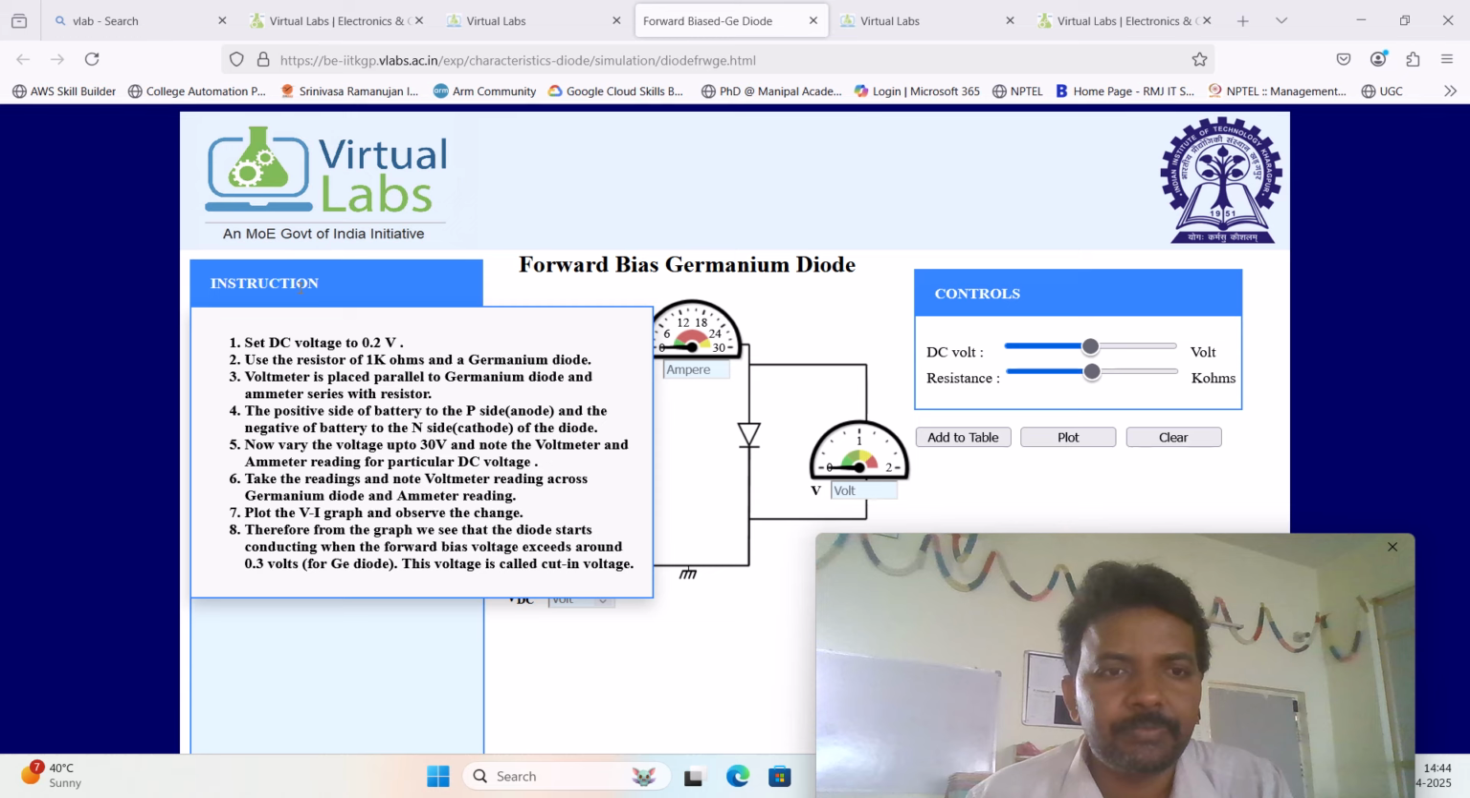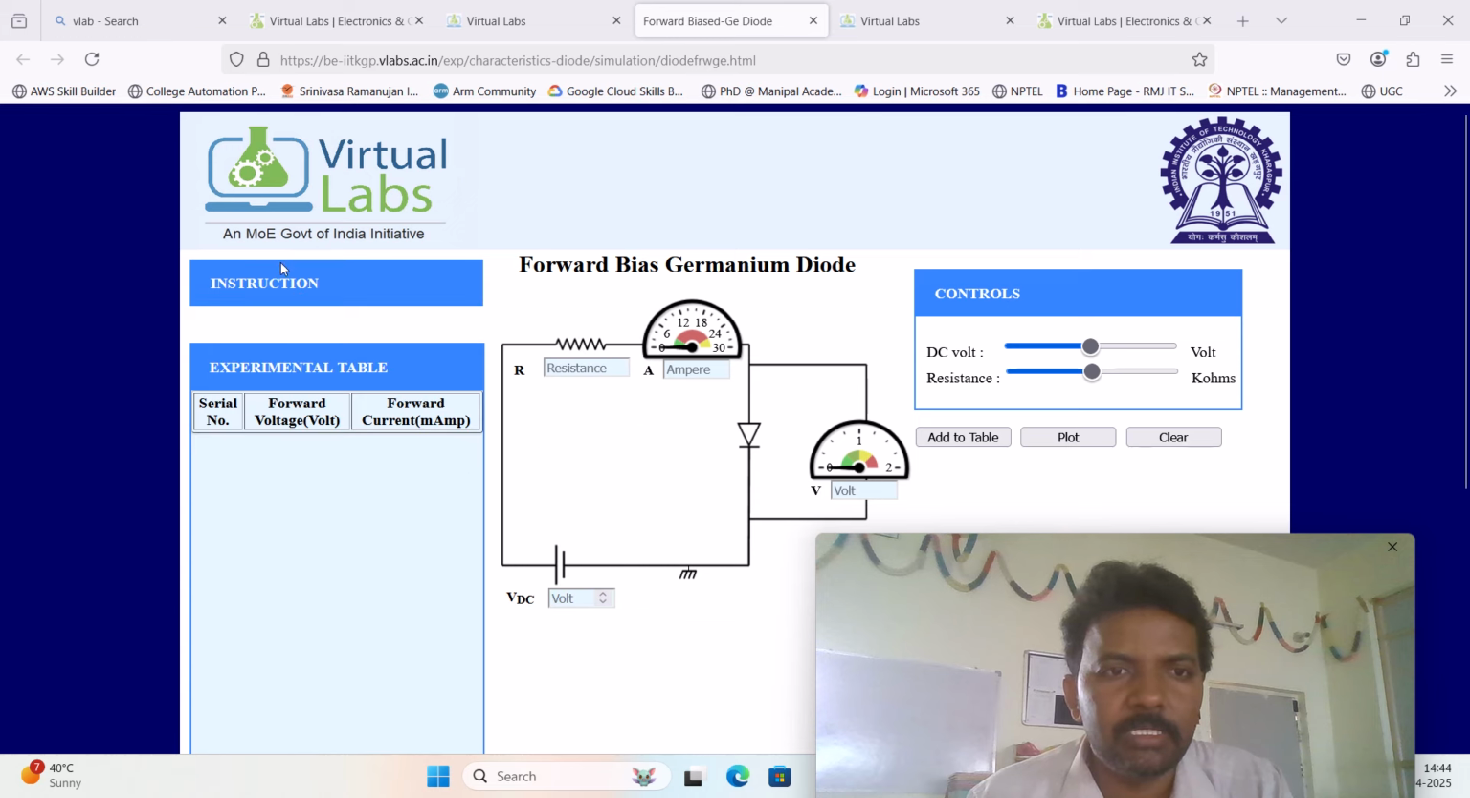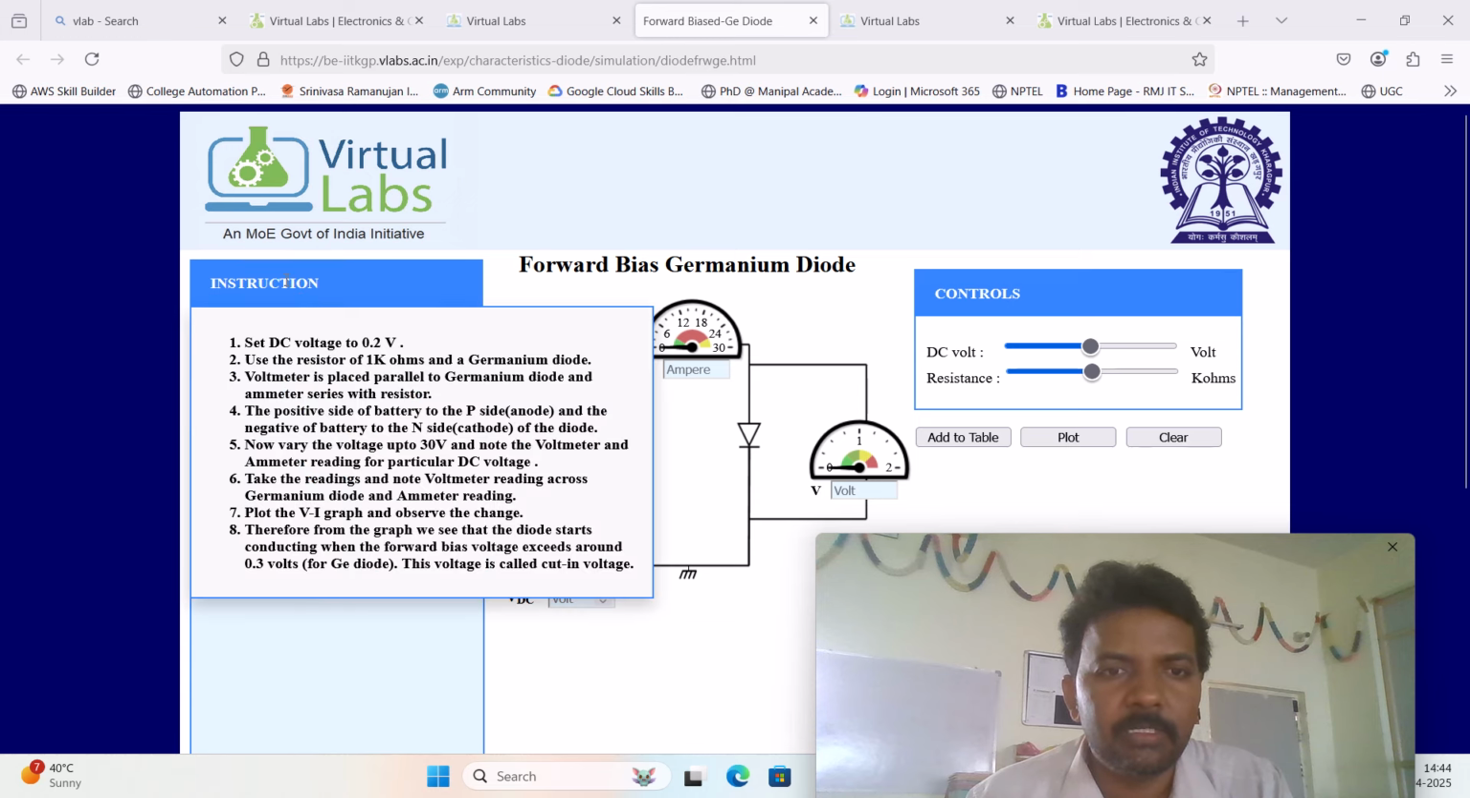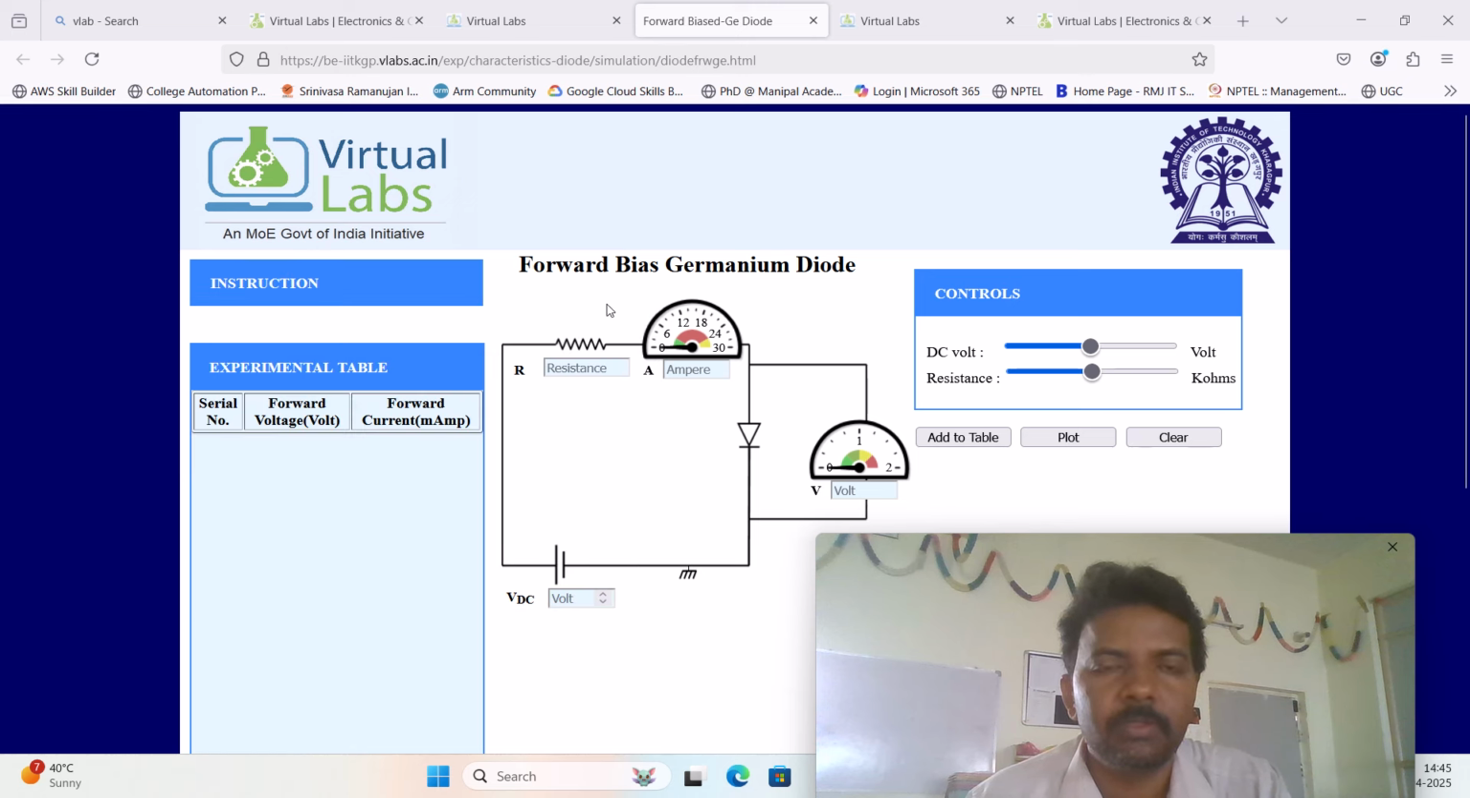So from the graph, you can see the last point here. The diode starts conducting when the forward bias voltage exceeds around 0.3 volts. So that is the cut-in voltage for the germanium diode. That you can also observe in the graph. Theoretically, we know that the cut-in voltage for the silicon diode is 0.7 and for the germanium diode is 0.3 volts. You can observe that in the graph. Okay, right. Shall we move on to the simulation of this experiment?